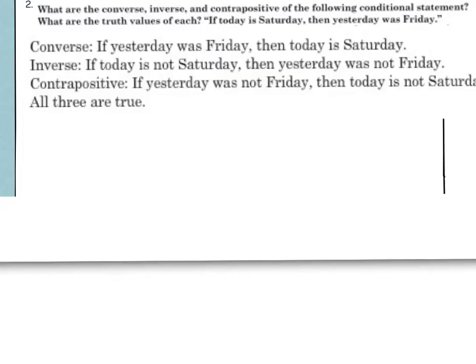So let's look at the answers to this question. The converse, again, is when we flip. So we're going with, if yesterday was Friday, then today is Saturday. And that's actually true. We know that to be true. The inverse, now we're just negating both the hypothesis and the conclusion of the original conditional. And it says, if today is not Saturday, then yesterday was not Friday. And that is also true.